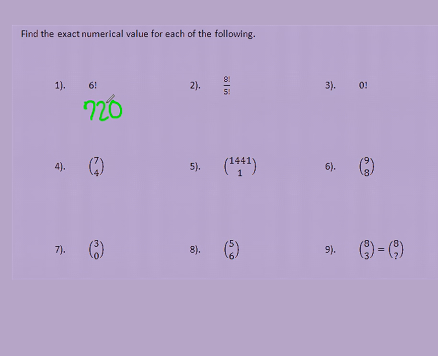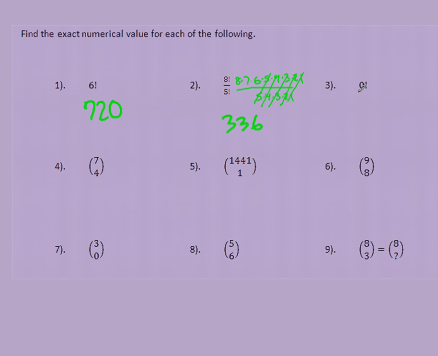For this one, 8 factorial over 5 factorial. That means if I were to write these out, you would have 8 times 7 times 6 times 5 all the way down, and then for 5 factorial, 5 through 1 all the way down. Well, the 5 through 1 are going to cancel each other out because they're on the top and bottom, leaving you with 8 times 7 times 6, which is 336.